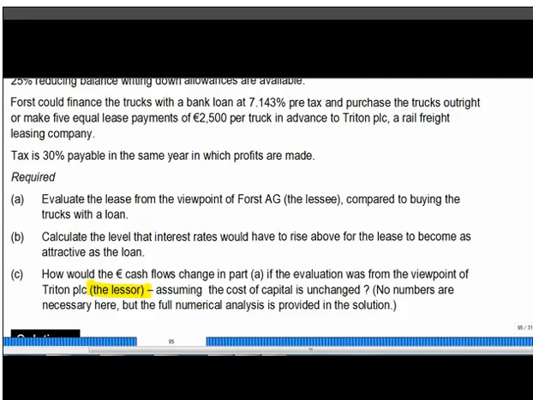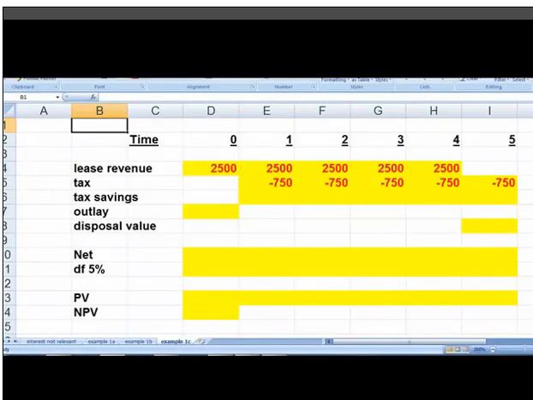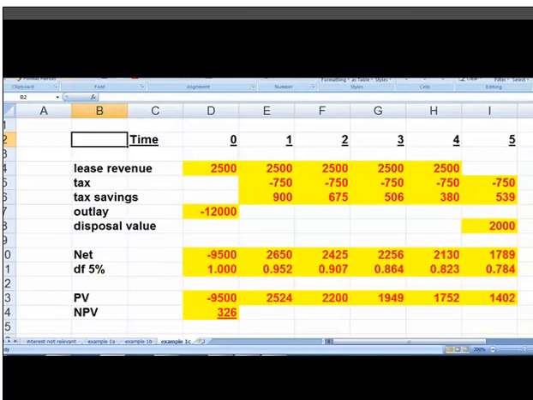Well, the first difference is going to be that the lease is now revenue and will pay tax on it. But those cash flows are exactly the ones that we saw earlier. The lessor will buy the assets and will get the tax savings. And the lessor will also get the disposal value, and we've seen all of those cash flows as well. They're exactly the same as from Part A. So we can net them off and discount them, and it will tell you that the NPV is positive from the lessor's viewpoint. The lessor will make 326 of gain.